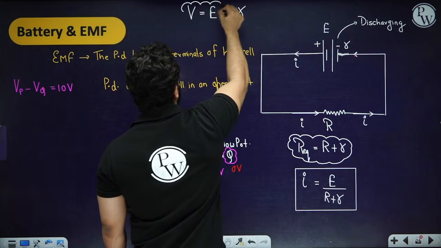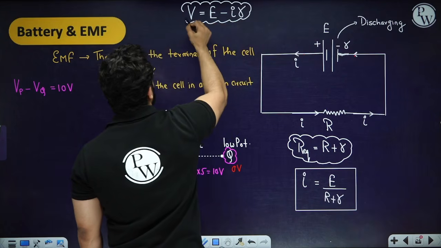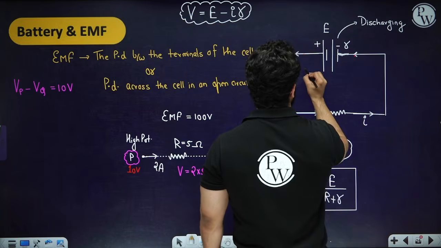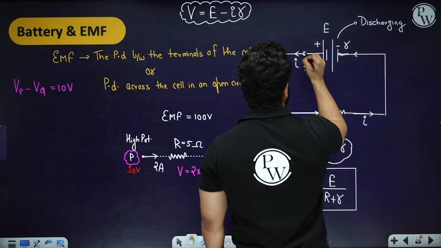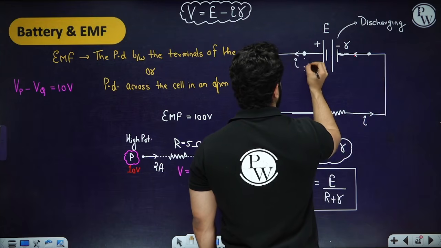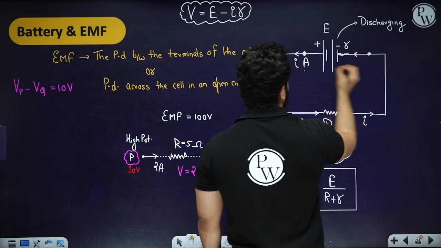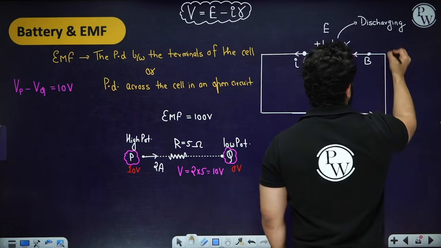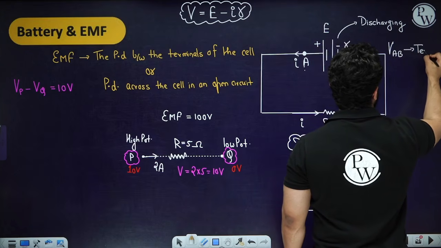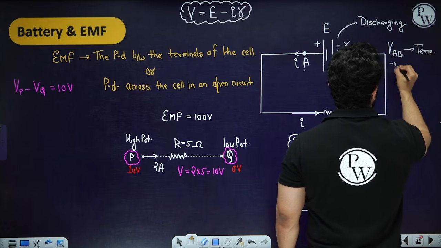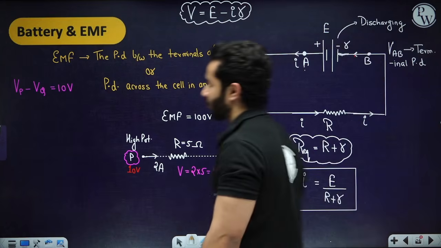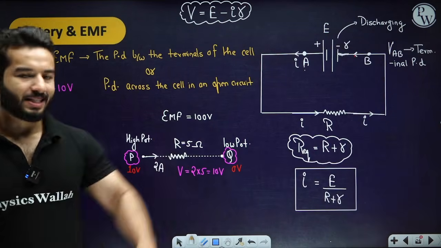This is something that is known as terminal potential difference. Now please understand. If you are going to talk about the potential difference between these 2 points, this point and this point, let's name them point A and point B. So VAB is actually known as terminal potential difference. All right, let's go step by step.